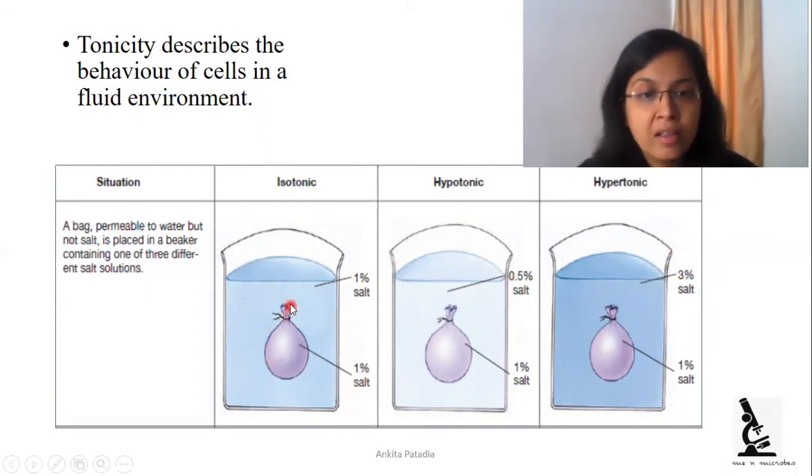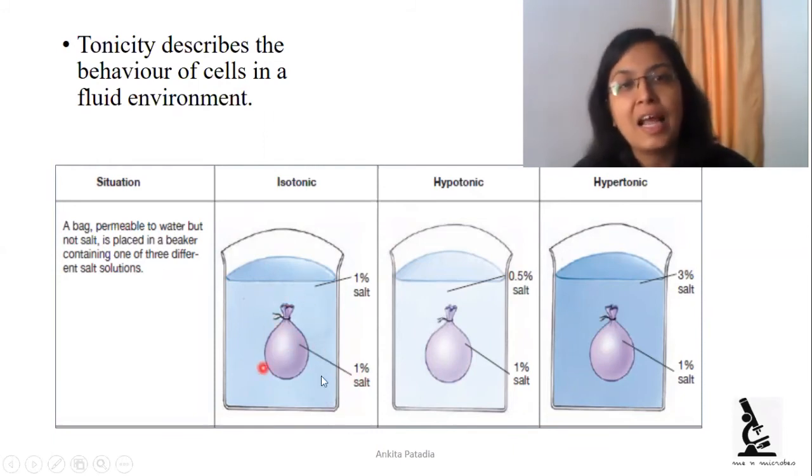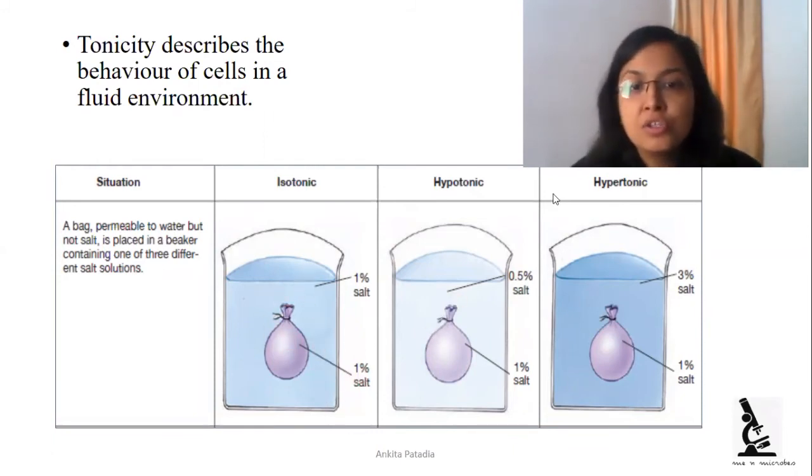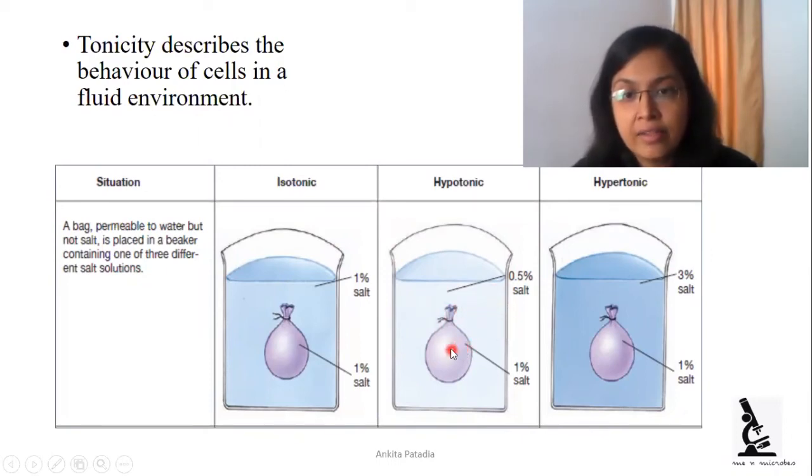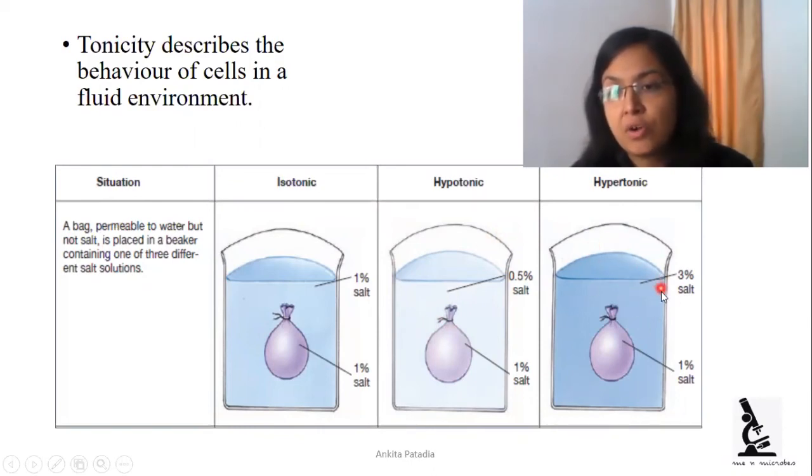Now in the cell, this is the cell permeable membrane. Here 1% salt concentration is present in the cell, so there is no net movement of any ion. This is called an isotonic solution. Now here the solvent molecule is comparatively higher outside the cell membrane, meaning 0.5% salt concentration is there, which is lesser than the 1% present inside the cell. So here the water molecules will come out.